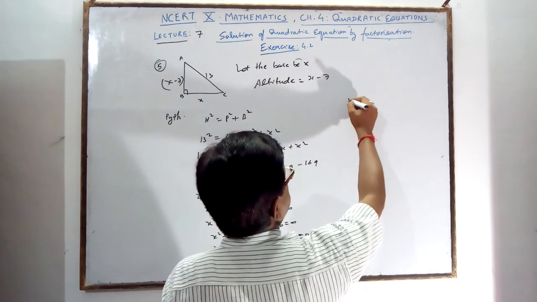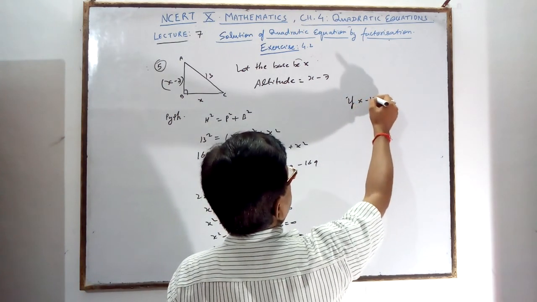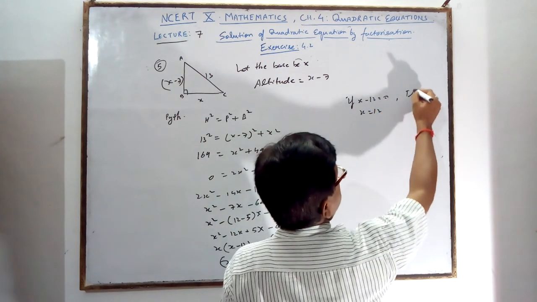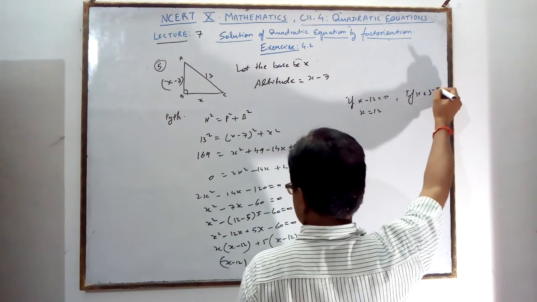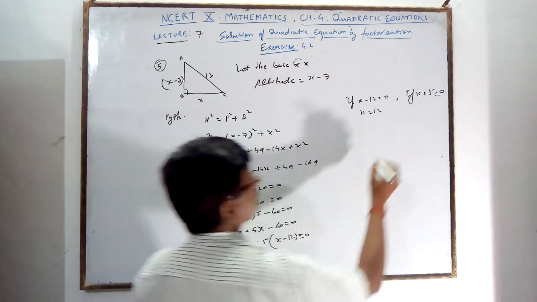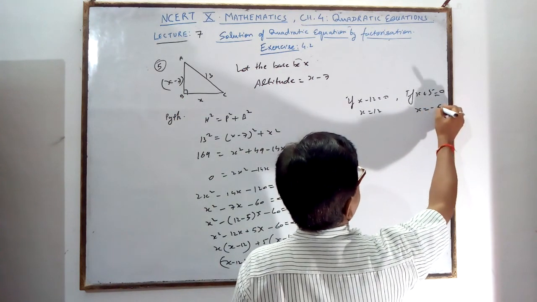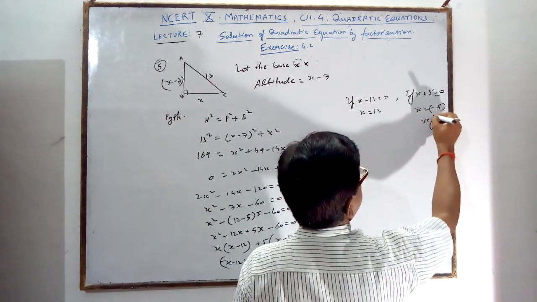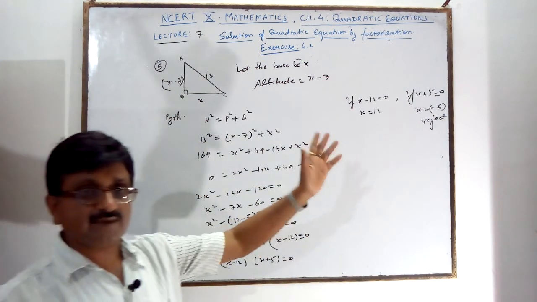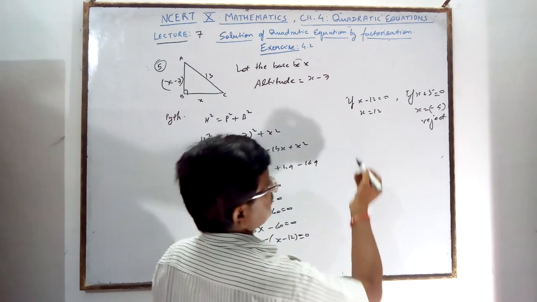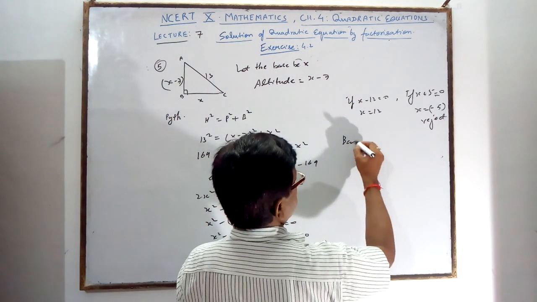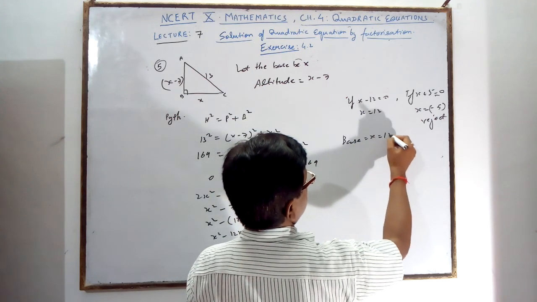Now, if x minus 12 is equal to 0, then x is equal to 12. If x plus 5 is equal to 0, then x is equal to minus 5. Why will it be rejected? Because a negative length you will not get. So x is equal to 12. It means base is equal to x, which is 12 centimeter.